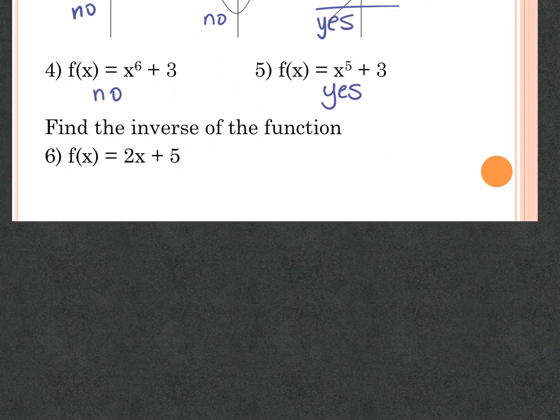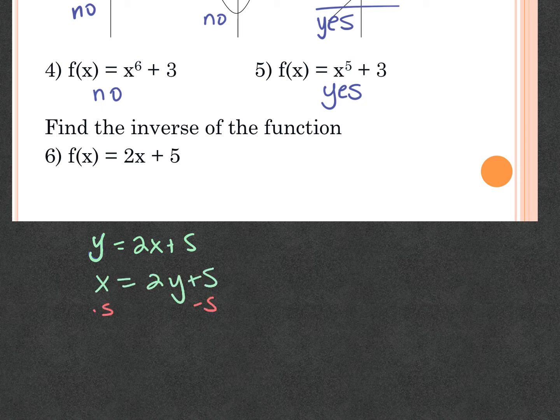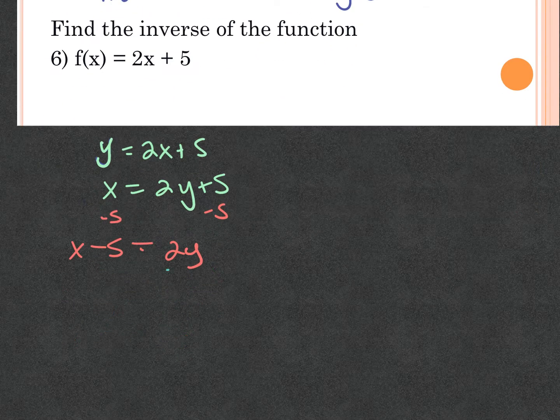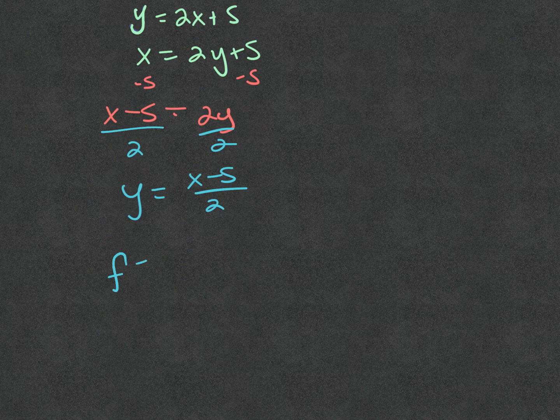6, find the inverse of the function. Step 1. Good. Make f of x the y. Step 2. Switch the x and the y. Step 3. Solve for the new y. Last step. Has to switch it back.